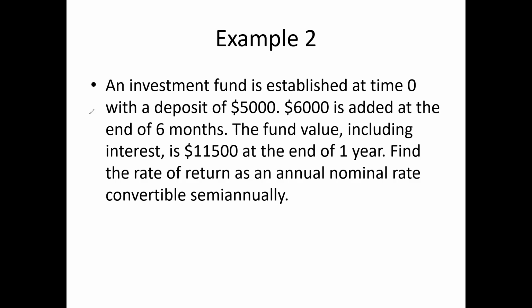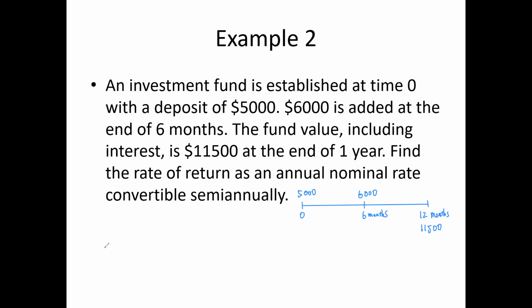Okay, so let's draw the timeline. All right. At time zero, there's a deposit of $5,000. And at 6 months, another deposit of $6,000 is added. And at 1 year, that's 12 months, the account has value 11500. Again, this is the balance, the other contributions. So I put them in different positions, above the line or below the line. It doesn't really matter which one is which. You can put 11500 on the top and then put 5,000, 6,000 on the bottom. That doesn't really matter.